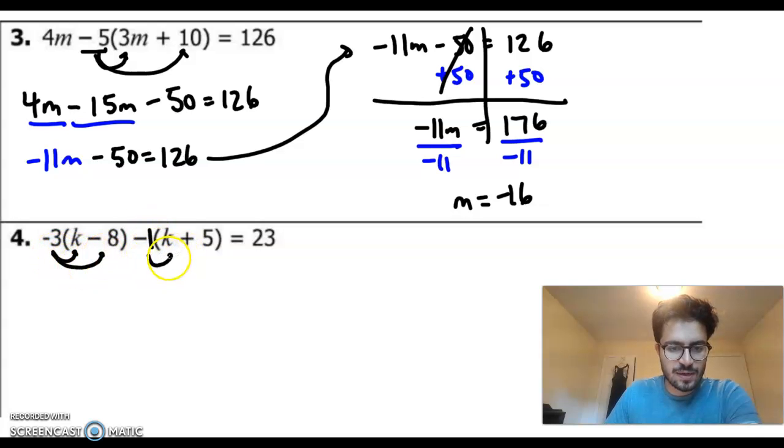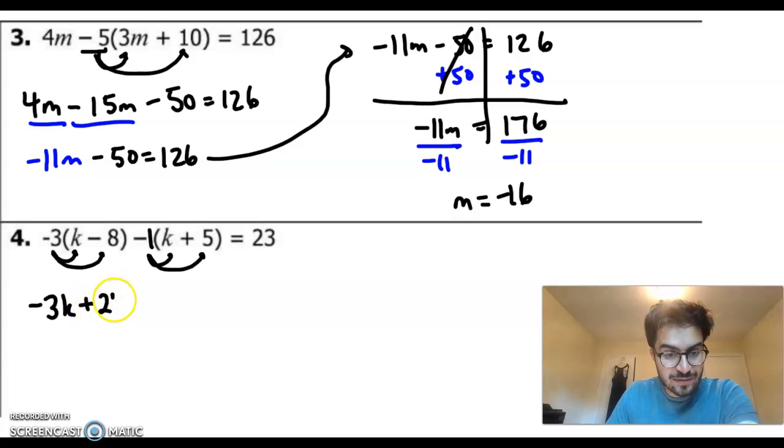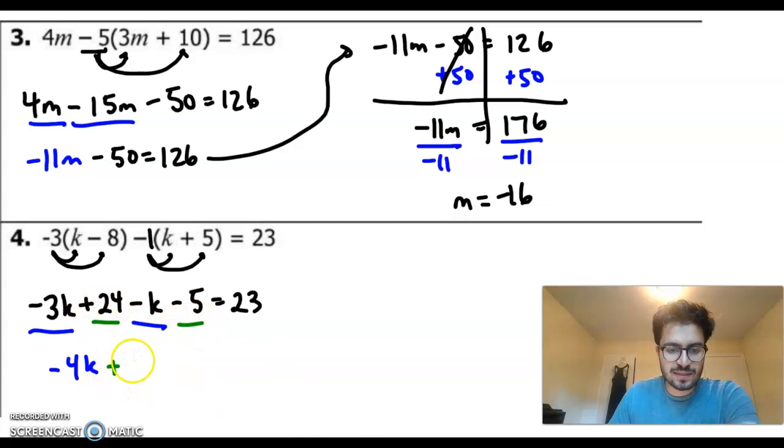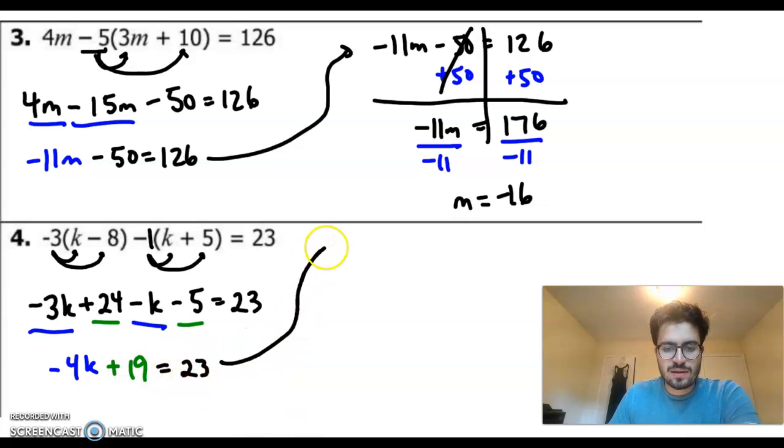Okay, in this one we have distribution twice. Here we have a negative 1. So we have negative 3k. Negative 3 times negative 8, that's positive 24. Negative 1 times k is minus k. Negative 1 times 5 is negative 5. We need to clean it up a bit. We have negative 3k minus k. That's negative 4k. Then I have 24 minus 5. That's going to give me positive 19. Equals 23.